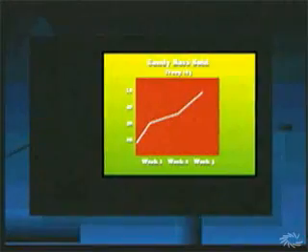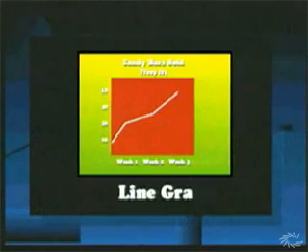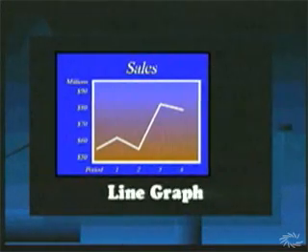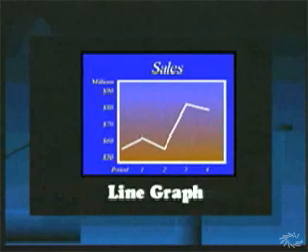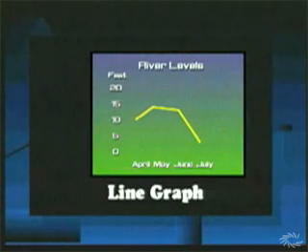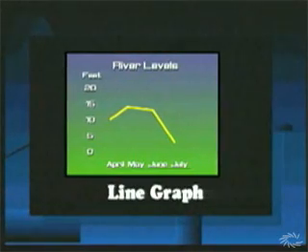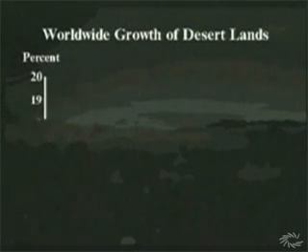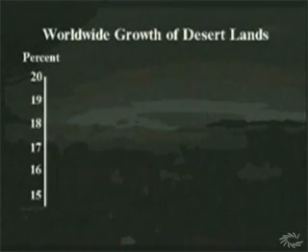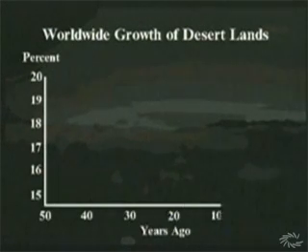The next kind of graph we'll look at is the line graph. It's normally used to show trends or movement over time. That can be very important when studying geography. The worldwide growth of desert lands is an example. As you can see, the percentage of world lands that are deserts is shown on the vertical axis, and the years on the horizontal axis.